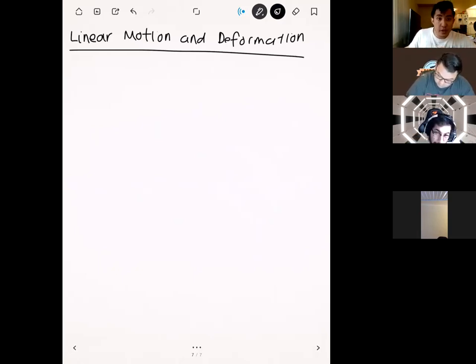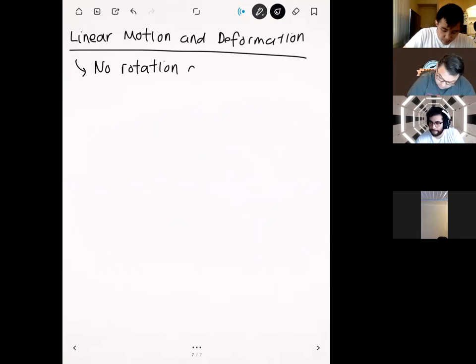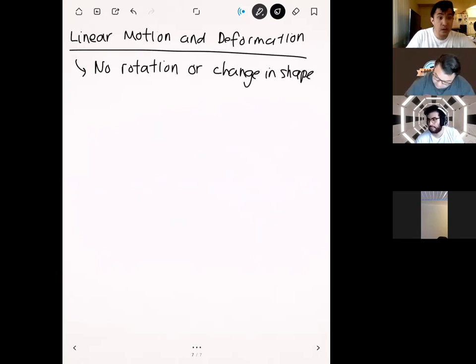Okay. And so the reason we call these linear deformations is that these only involve just simple translations or expansions, contractions. And so there's no change, there's no rotation and no change in shape. And so the mathematical expression like this will be the following.